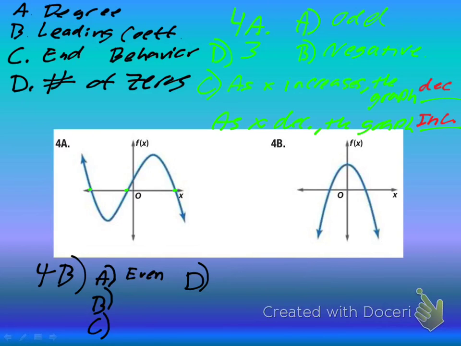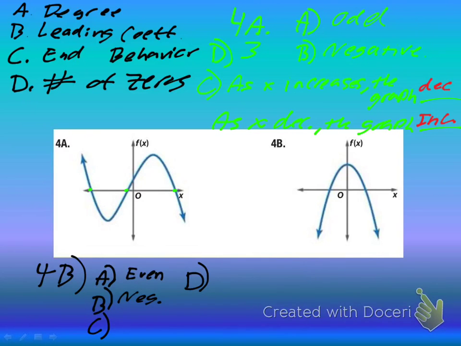Now, since they both point the same direction, and that direction is down, your leading coefficient is negative. Both point down, it's negative. If they were both up, it'd be positive. Everybody good so far with those two? Isn't it like how you multiply negatives? No.